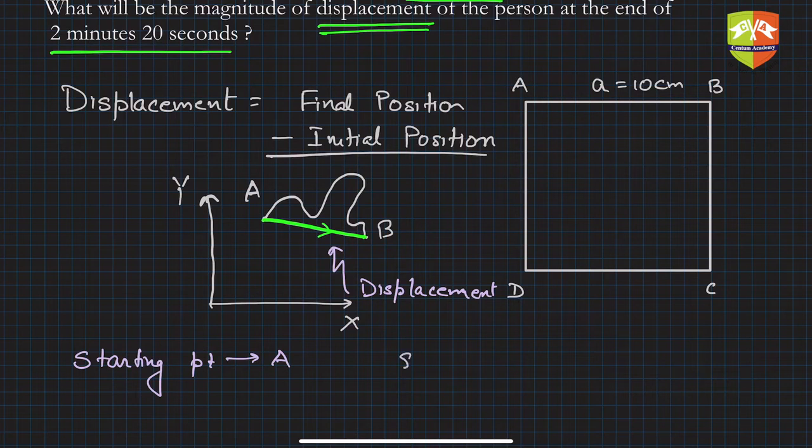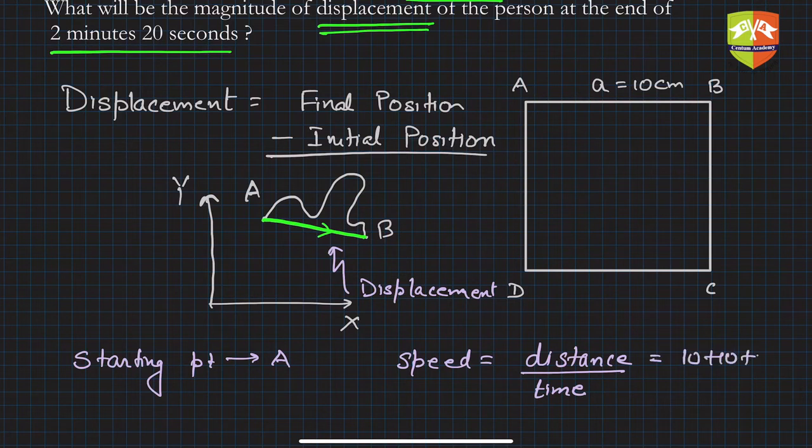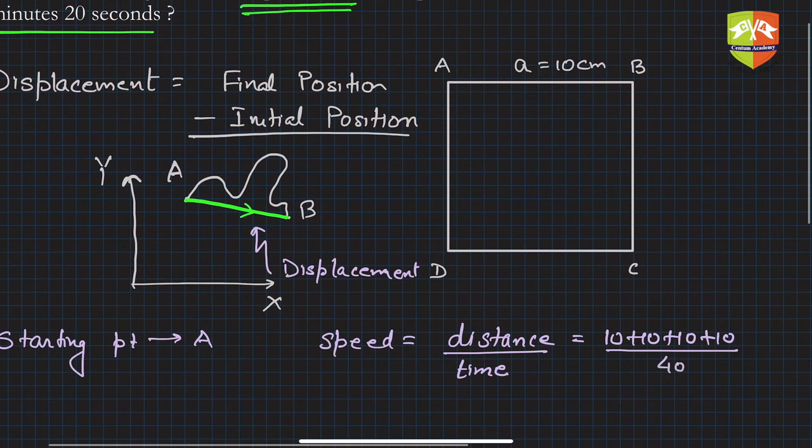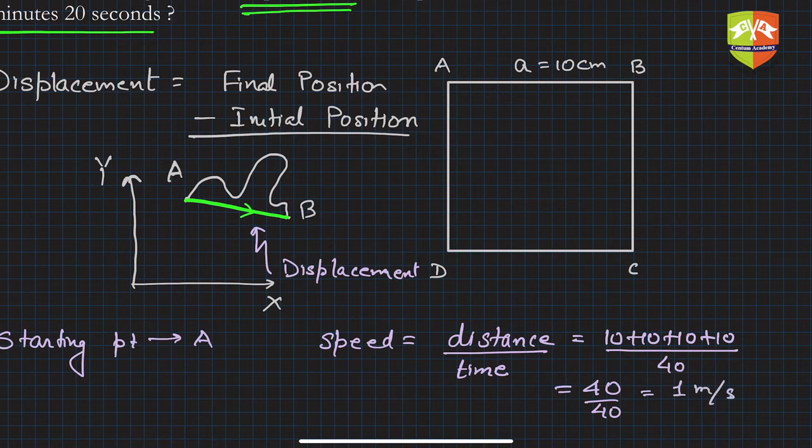So what is the speed, guys? Speed is nothing but distance, not displacement, distance traveled divided by time taken. He is traveling how much distance in 40 seconds? 10 plus 10 plus 10 plus 10, the total full perimeter of 40 meters in 40 seconds. That means his speed is 40 divided by 40, that is 1 meter per second.